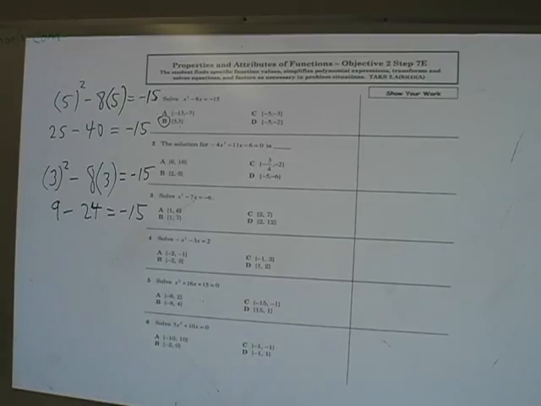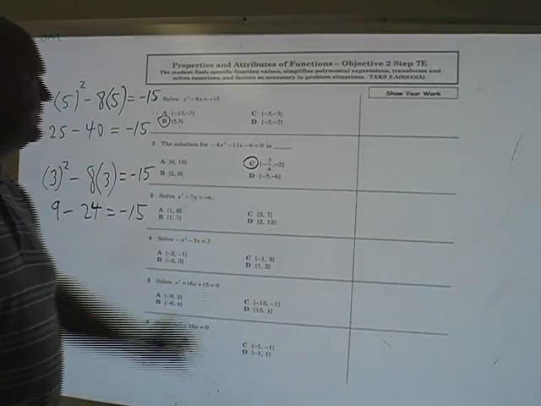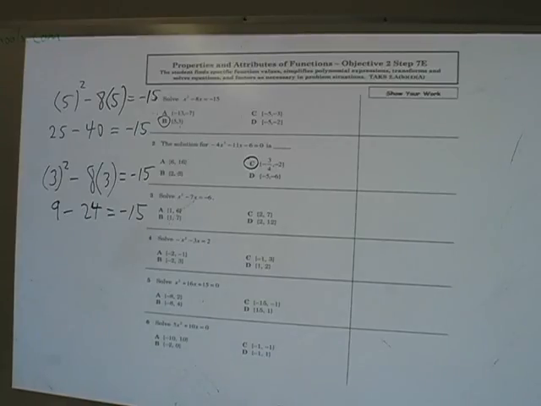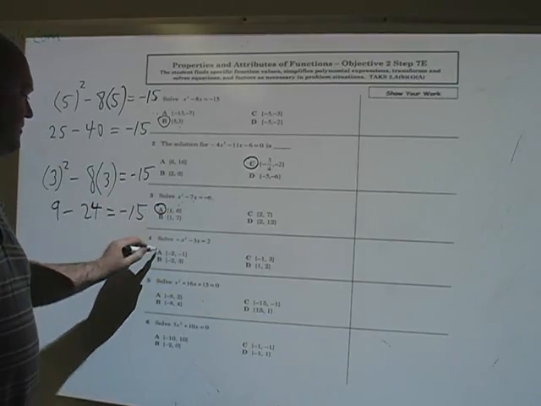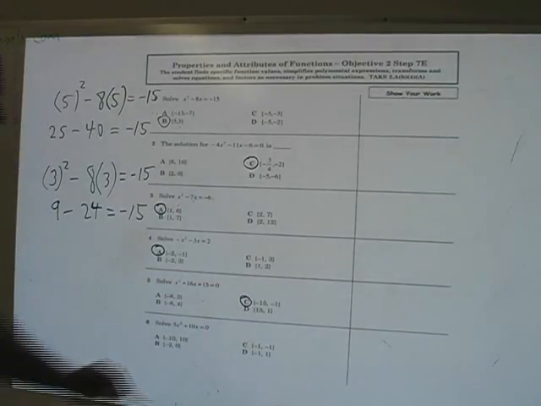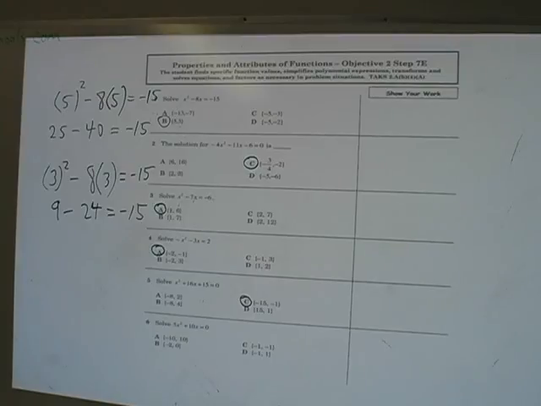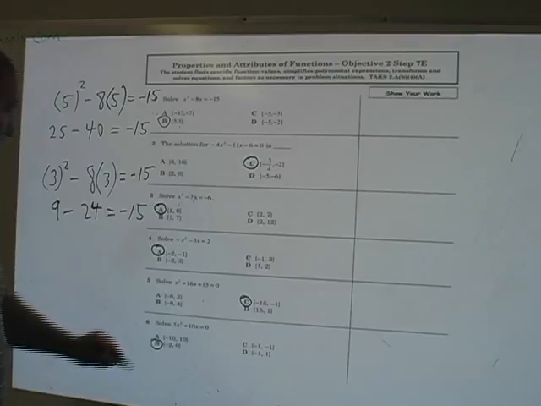I'm going to go ahead and write all the answers for these. So if you want to work these out, pause the video here. Okay, number 2 is C. Number 3 is A. 4 is A. 5 is C. And 6 is B.